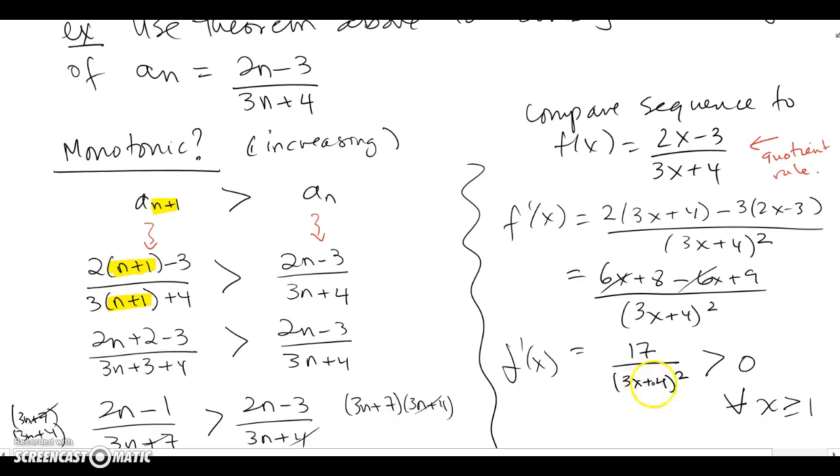Of course, there's a place where this is not differentiable, but that happens when x is negative, and I don't care about that. So this guy is always positive, so your sequence is always increasing, just like you showed for this general case comparing two terms next to each other. Using the derivative, you can also show that this sequence is always increasing.